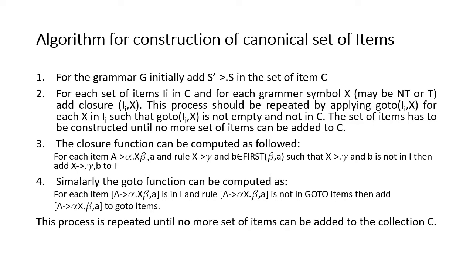Now similarly is the goto function also. We just have to use this. For each item A derives alpha dot X beta comma a in I, and there's a rule where A derives alpha X dot beta comma a is not in the goto items, then add A derives alpha X dot beta comma a to the goto items. This process will repeat until no more items can be added to the collection C.